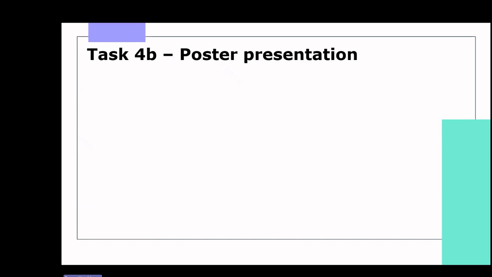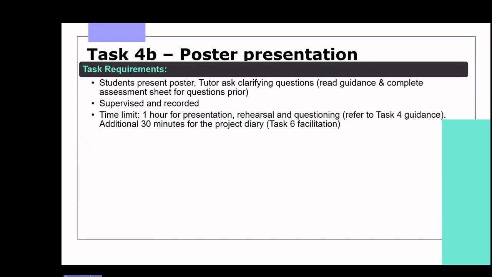Task 4B is the poster presentation task. So Task 4B requires the students to present their posters to their tutor. The tutor may ask questions to clarify any aspects of the presentation or to offer students the opportunity to provide further explanation. It is essential that the tutor reads the guidance and completes the assessment sheet for tutor questions before the presentation. Task 4B must be completed under supervised conditions, and the presentation itself, along with any questions, must be recorded. Each student has up to 1 hour to complete this task.